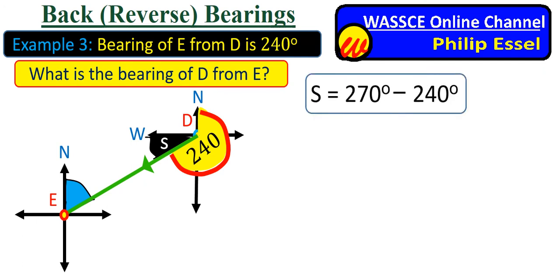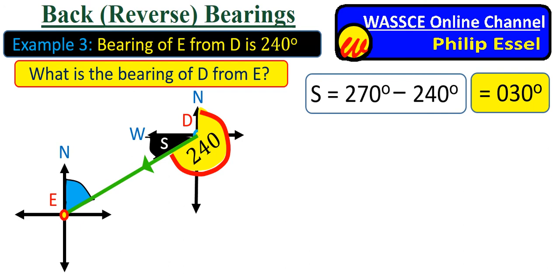When you subtract 240 degrees from 270 degrees, you'll be getting 30 degrees. What this means is that the angle marked S, that is the black angle, is equal to 30 degrees. At this point, we can find the bearing of D from E, which is the blue angle. How do we do this?